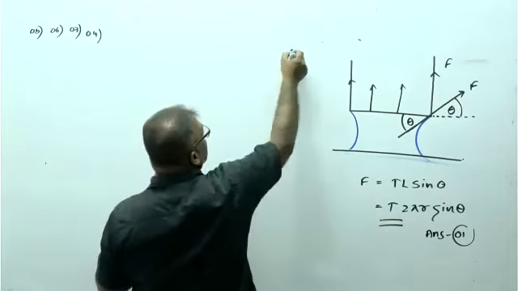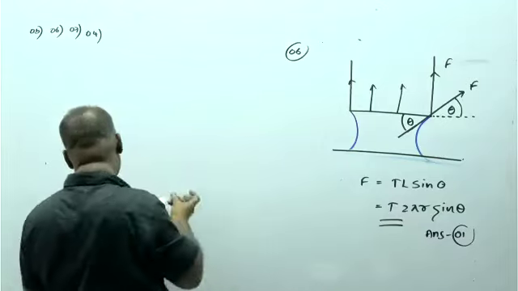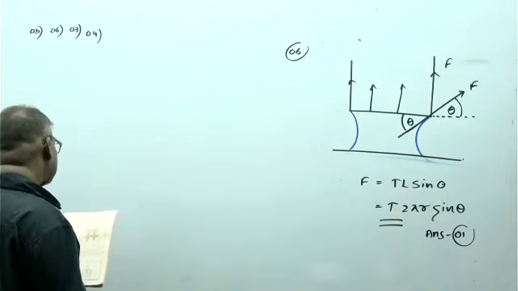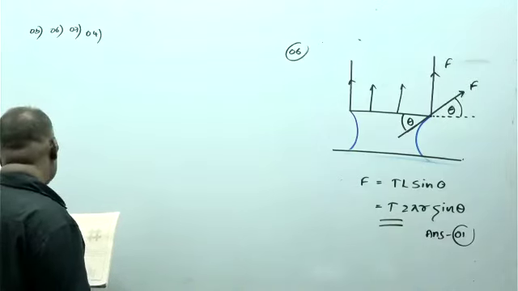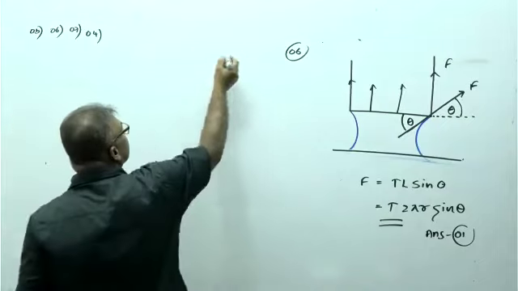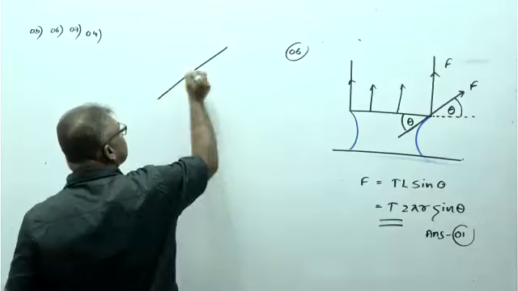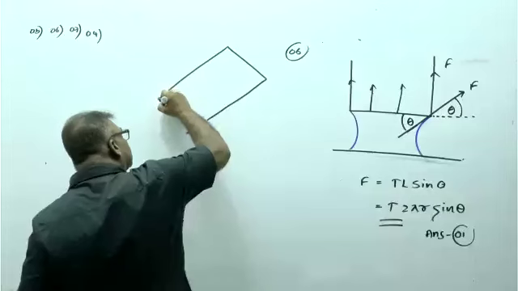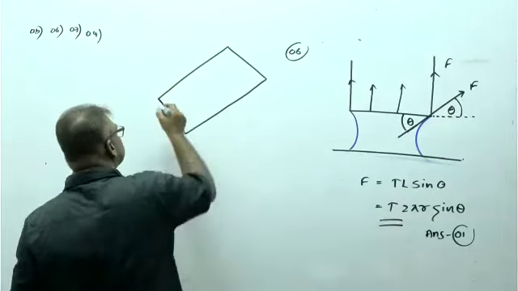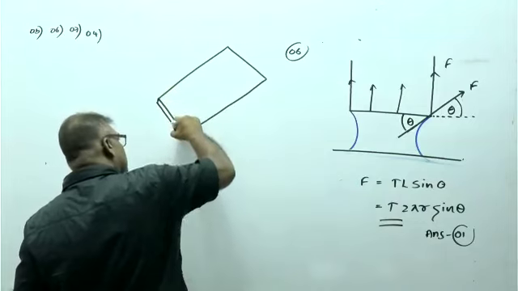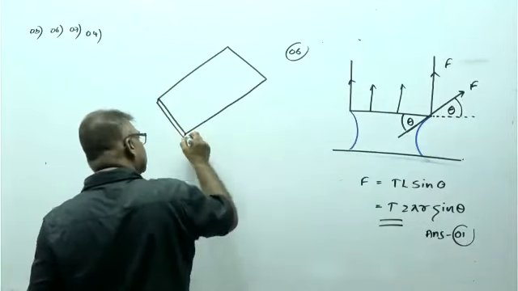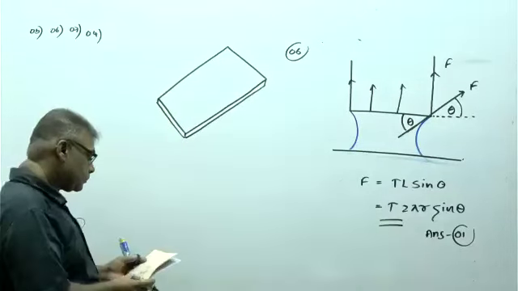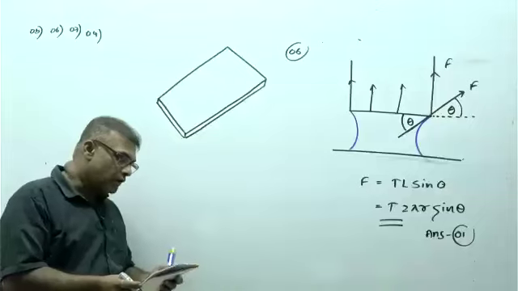Number 6. The largest surface of the rectangular plate of dimension 6 into 4 and thickness 2 touches the water surface like this. The largest surface touches the water. It is a very thin plate, of thickness 2 millimeter. Assume that the angle of contact is 0.